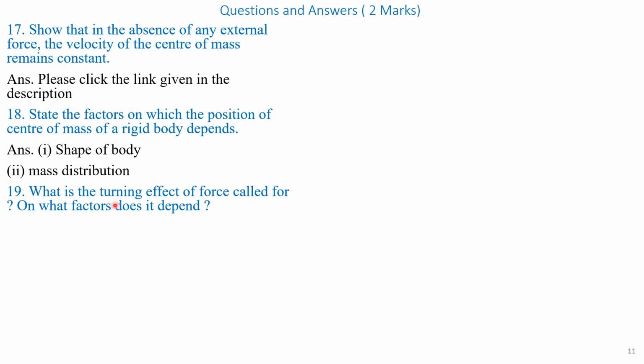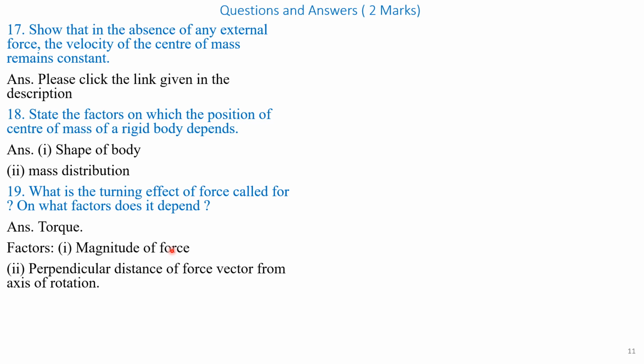Then question number 19. What is the turning effect of a force called? On what factors does it depend? Answer: torque. Turning effect depends on the magnitude of the force and the perpendicular distance of the force vector from the axis of rotation. Next question.